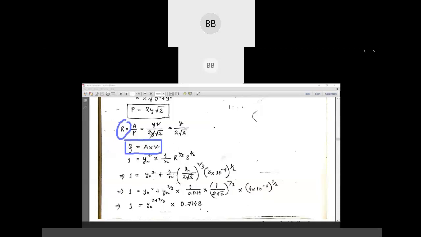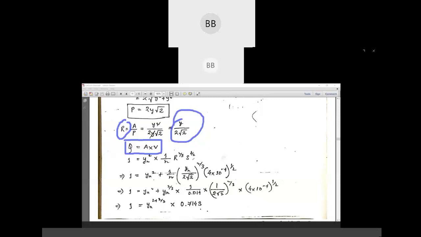Y square. Again, for calculating velocity, as Manning's equation is given, we have used Manning's equation. So 1 by n v equal to 1 by n r to the power 2 by 3 s to the power half. So this will be y square plus 1 by n. In place of r, we can substitute this equation. Y by twice root 2 to the power 2 by 3.